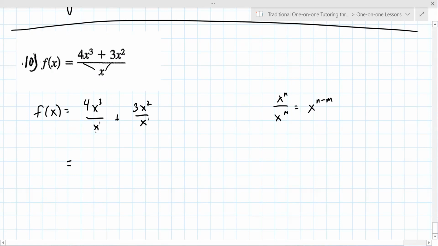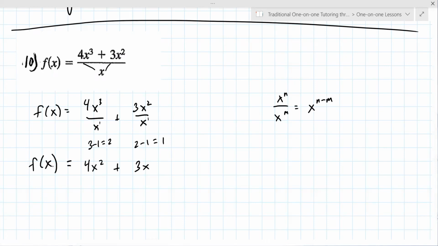So you subtract the exponents, like 3 minus 1 equals 2. So you get 4x squared. 2 minus 1 equals 1. So you get 3x. And now you're ready to do your calculus, to do your derivative. So what is your derivative here? f prime of x. What is your derivative? 8x plus 3. Good.